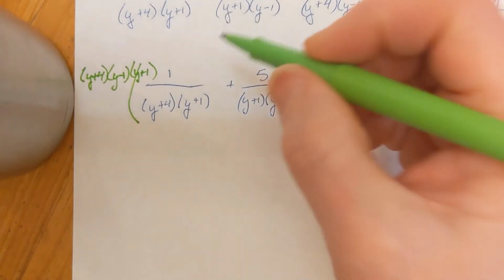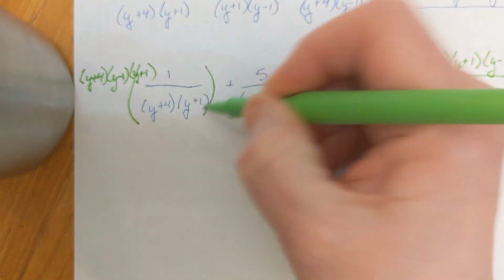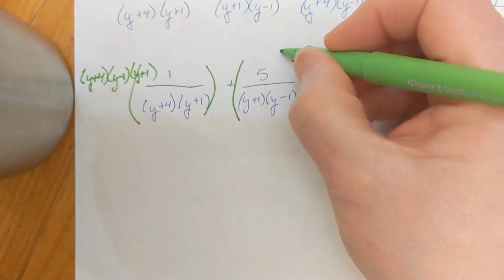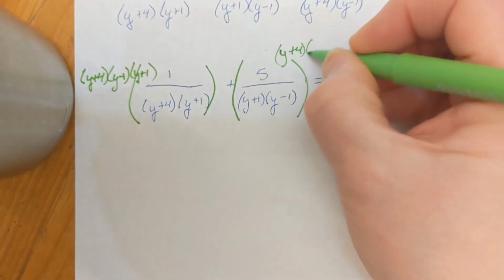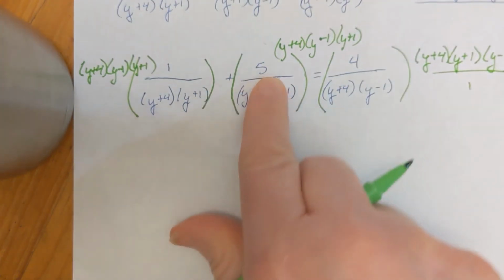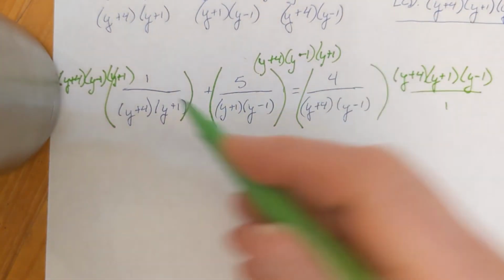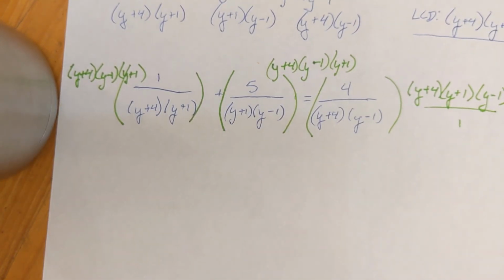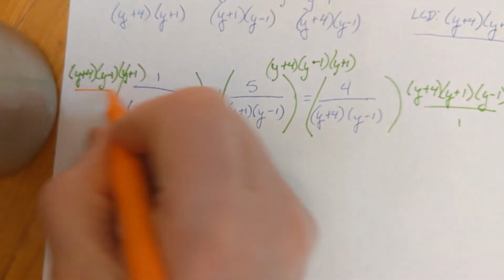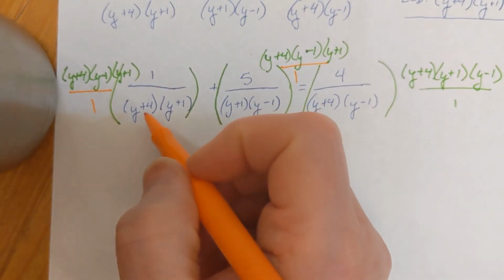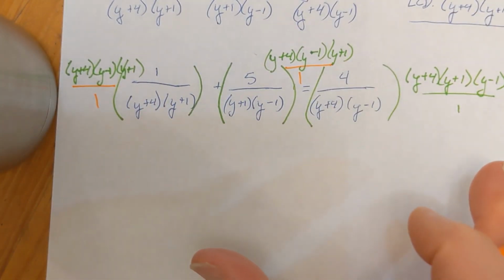Before I do anything else, however, I'm going to distribute across this addition sign. So I'm just going to write down y plus 4 times y minus 1 times y plus 1 beside this fraction also. There isn't really quite enough room to see everything here. It gets a little crowded, but hopefully it'll work. Now, I'm making these look like fractions, so I make sure I can divide common factors. Everything has to be multiplied.